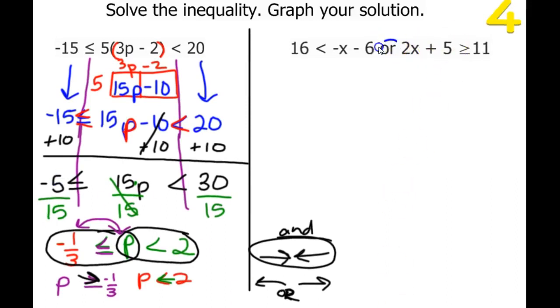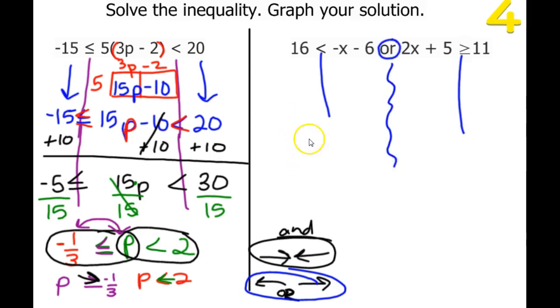Alright, last one. This one says OR right away, so I know right away this is what my graph is going to look like. We just need to solve each one separately. These are two separate problems. We need x by itself, so first I'm going to move this, just the number over, add 6. So I have negative x, and then 6 plus 6 is 12, so we have 22. And we can't have a negative x here, that's really a negative 1.